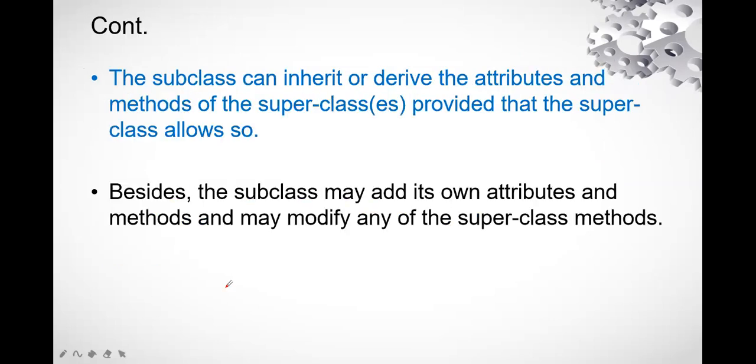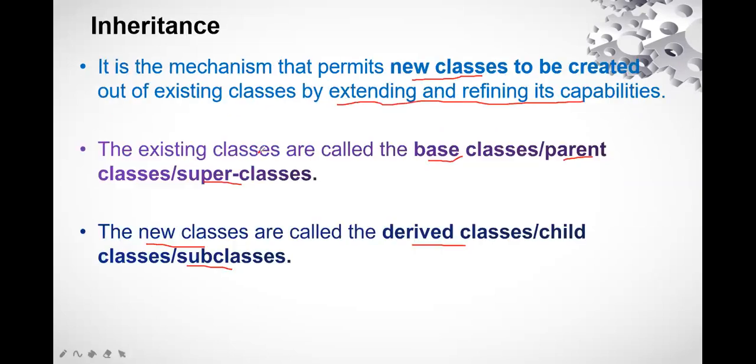So how are the features defined? The subclass can inherit or derive the attributes and methods of the superclass, provided that the superclass allows so. Now what it is saying is that there is a superclass and there is a subclass. The subclass can include certain features which are already there in the superclass.